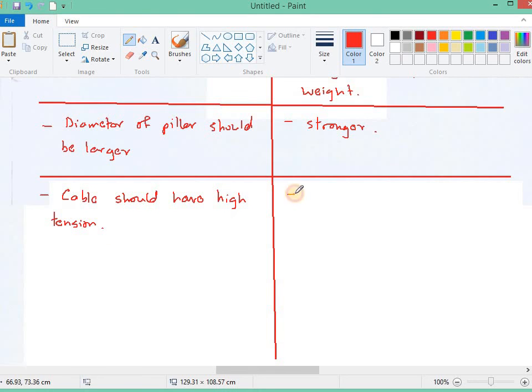Okay, high tension, able to support the weight of the bridge. Okay, support more weight, more. Okay, because this is a modification. Modification means we have to say something that is better. Something that is better. Higher tension, for example, like that.